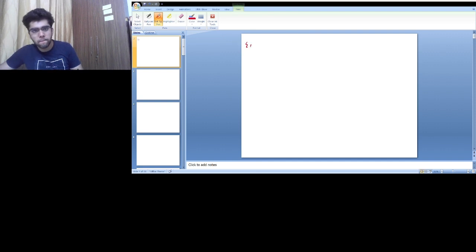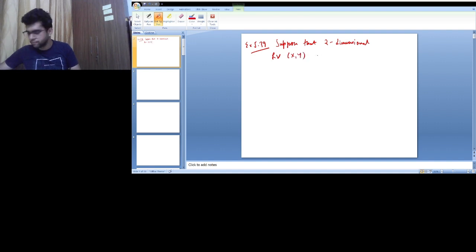So the question is, suppose that a two-dimensional continuous random variable (X, Y) has a joint PDF given by f(x, y) equal to 6x²y, where x lies from 0 to 1 and y lies from 0 to 1.